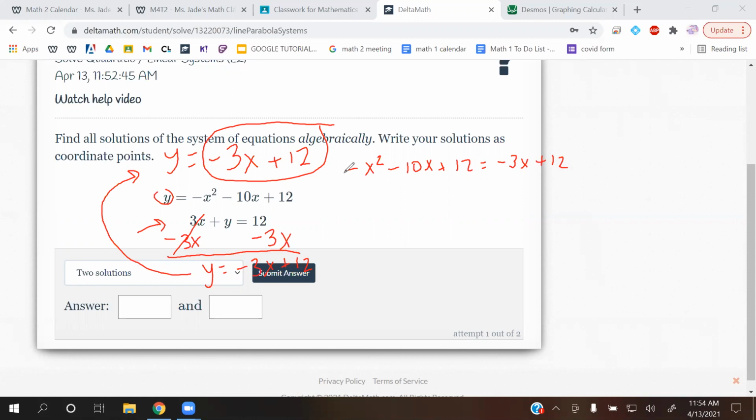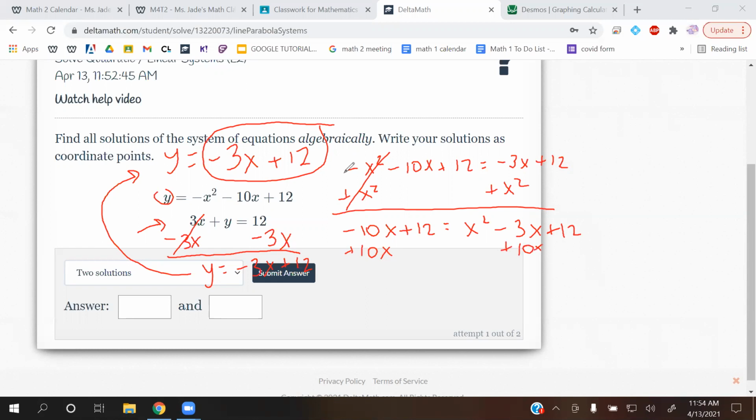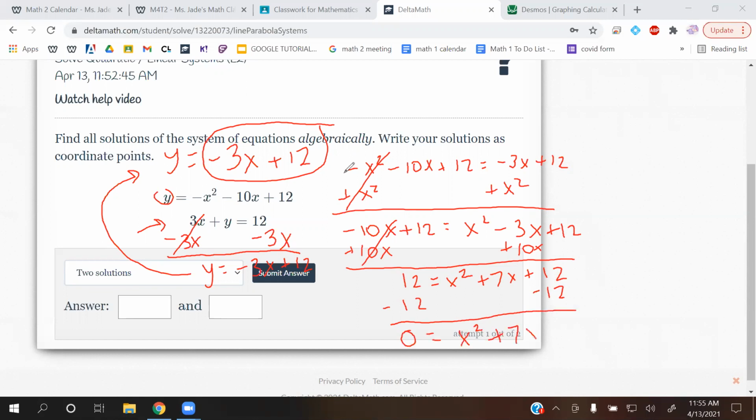Let's bring everything to one side. I like x squared to be positive, so I'm going to add x squared. So this one's going to cancel out. We get negative 10x plus 12 equals x squared minus 3x plus 12. And then I'm going to add 10x to both sides. I get 12 is equal to x squared plus 7x plus 12. And then I'm going to subtract 12. I get 0 is equal to x squared plus 7x.